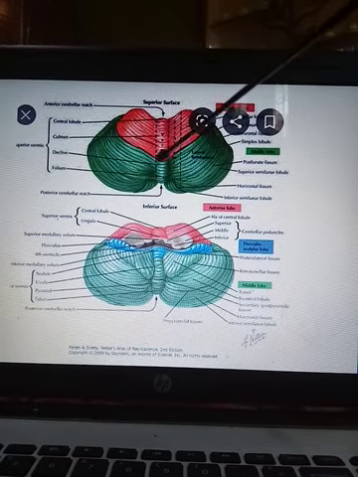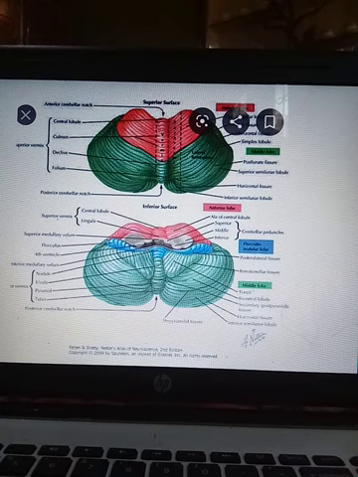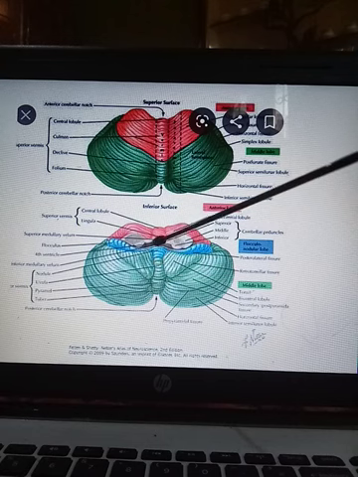Then the vermis is divided into parts: superiorly into central lobule, culmen, declive, folium, and inferiorly tuber, pyramid, uvula and nodule. Then inferiorly you have this partition. This is called the vallecula.